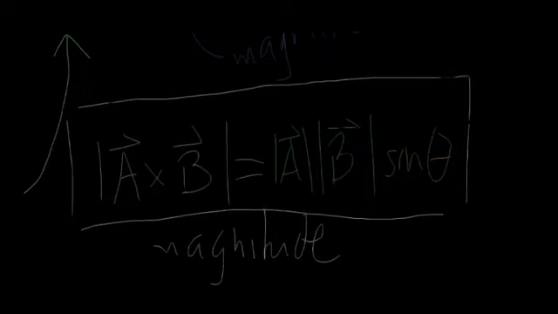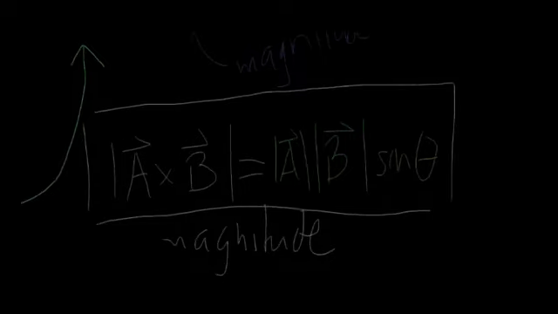Hello again. In the last video, we found a way to determine the magnitude of the product between two vectors. Now in this video, we want to determine how to find the actual vector, or in this case we could just find the direction and join the magnitude and the direction into one. I guess you can do that.